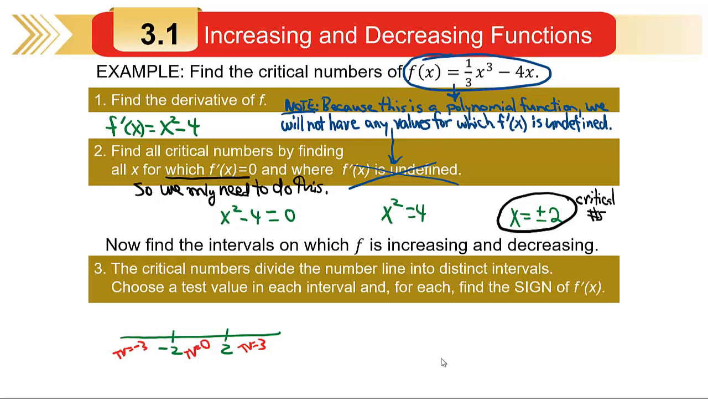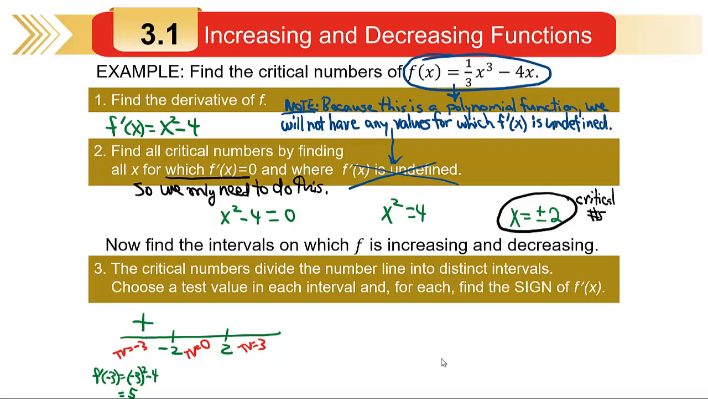So you can pick anything to the left of minus 2. I chose minus 3. Pick something between minus 2 and 2. You can choose anything that's in there. I chose 0. Choose a value bigger than 2. Again, you can use anything bigger than 2. I chose 3. And you take those test values and you plug them one by one into the derivative, not the original function, but into the derivative. So if you plug minus 3 into the derivative, which is x squared minus 4, you get minus 3 squared minus 4, which is 9 minus 4, which is 5. You really don't care what the value is other than the fact that it's positive.